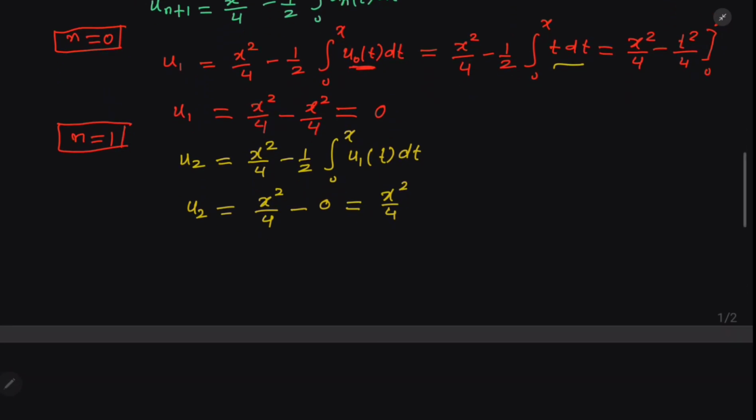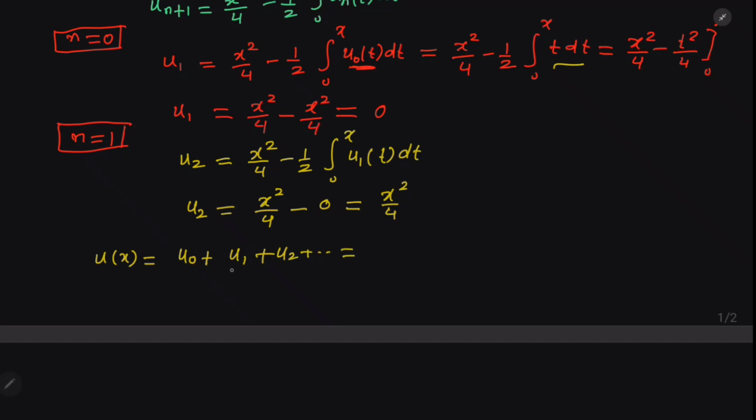We can get other components as well. The solution will be equal to u of x equals u0 plus u1 plus u2, and so on. That's how we get the solution.